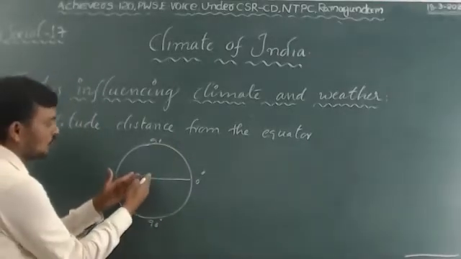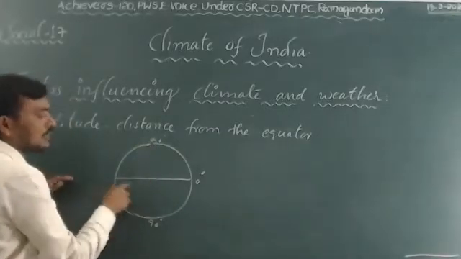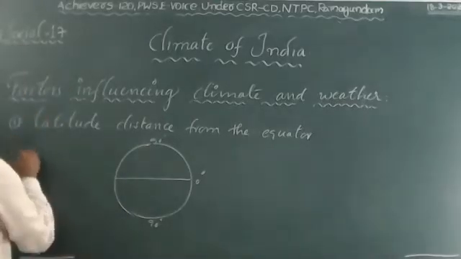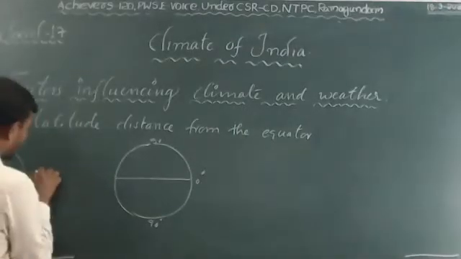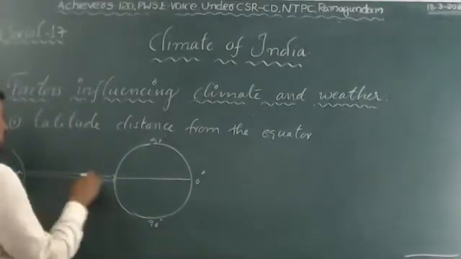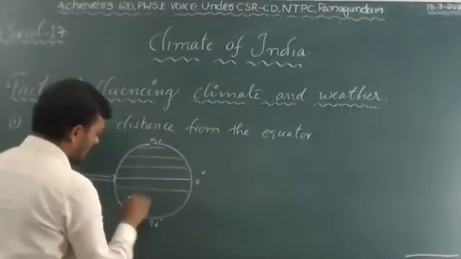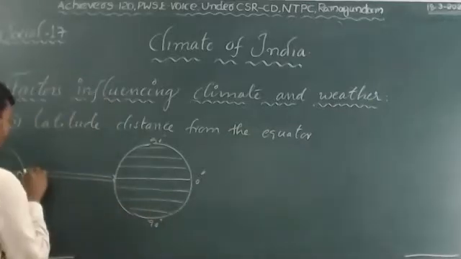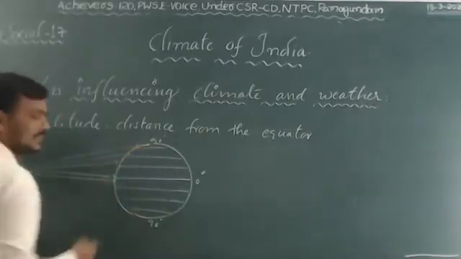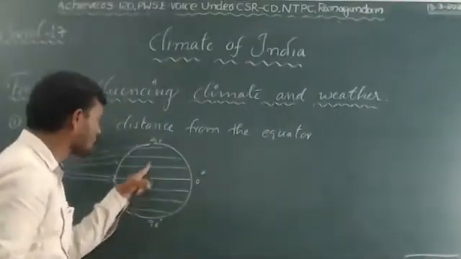As we move from the equator towards the north pole and south pole, the average temperature of the Earth's surface decreases, because the sun rays fall vertically upon the equator. Then, as we move towards the northern and southern latitudes, the sun rays fall upon the latitudes slantly. This is the reason the average temperature decreases from the equator towards the poles.